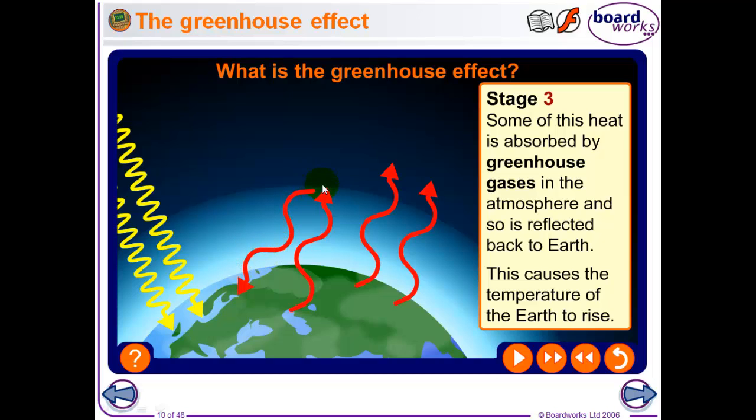Some of it goes back to Earth, some of it goes back into space, but some of it gets re-emitted back into Earth. What it says here is that some of the energy is absorbed by the greenhouse gases, correct, in the atmosphere, and so is reflected. Reflected is not the verb, it is not the process of reflection. It is absorbed and re-emitted back to Earth. But this part is correct. This causes the temperature of the Earth to rise.